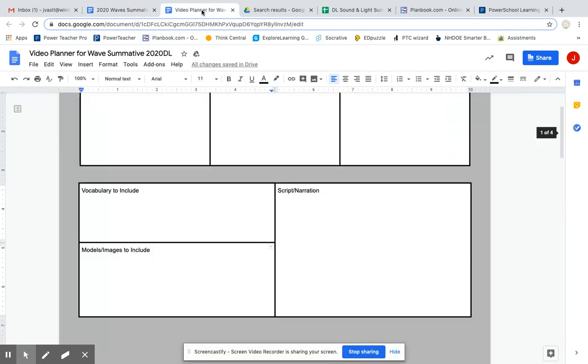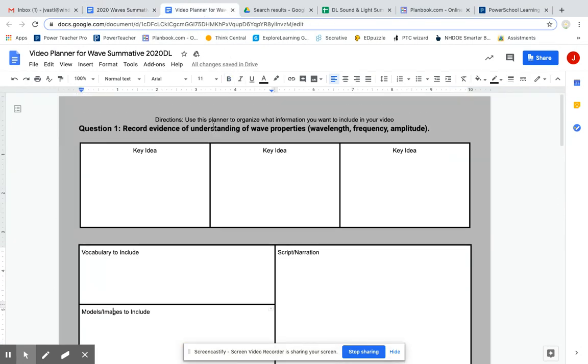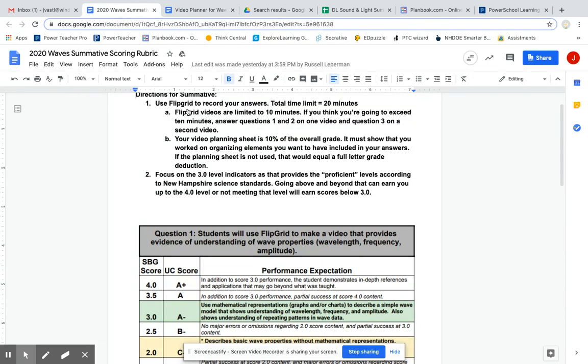Now, the video planning document, I'm actually going to have you hand in to me on Monday, by like the end of class on Monday. Tuesday is when your video is due, okay? So be aware that they're due on 2 separate days. But this document is worth 10% of your grade, okay? And that's what it's saying right here. So it shows that you worked on organizing the elements that you wanted to include.